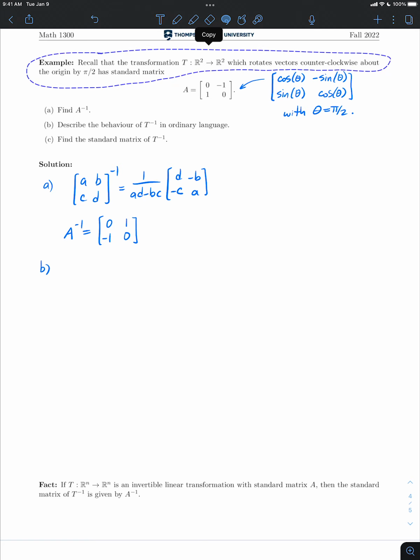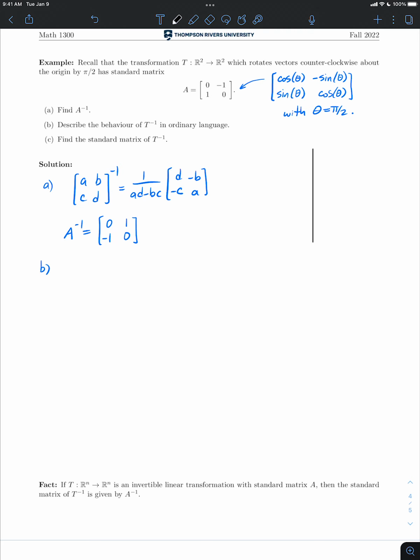So what would the inverse of T have to do? You're trying to think of a function that would undo the work that T does, right? So T rotates vectors counterclockwise about the origin by pi over 2. How would you undo that and go back to the vector you started with? Well, there's a couple different ways to think about it. Let me draw a little picture here.